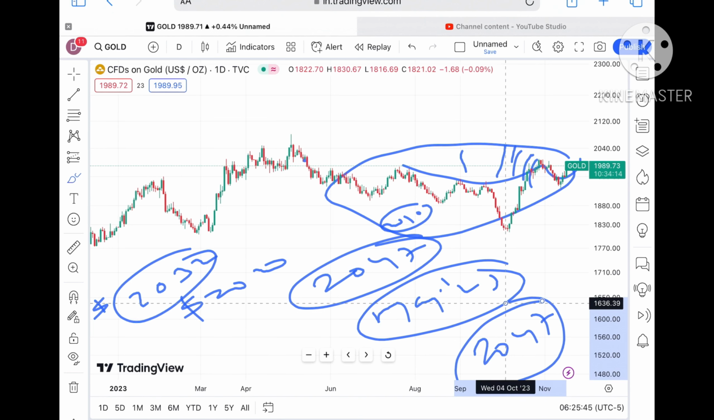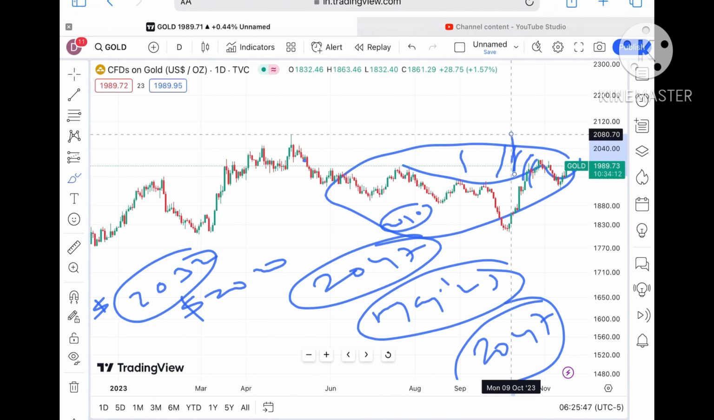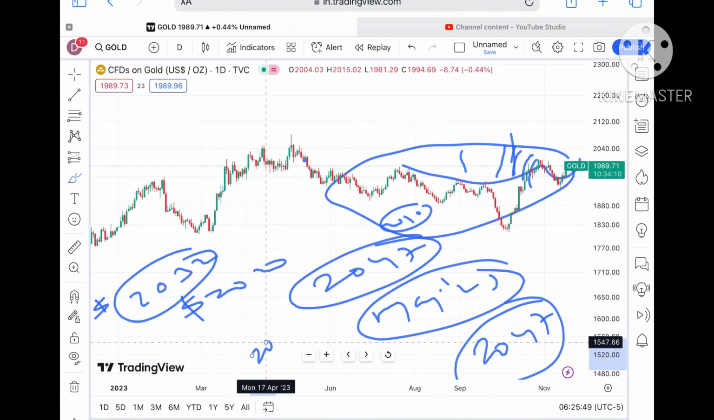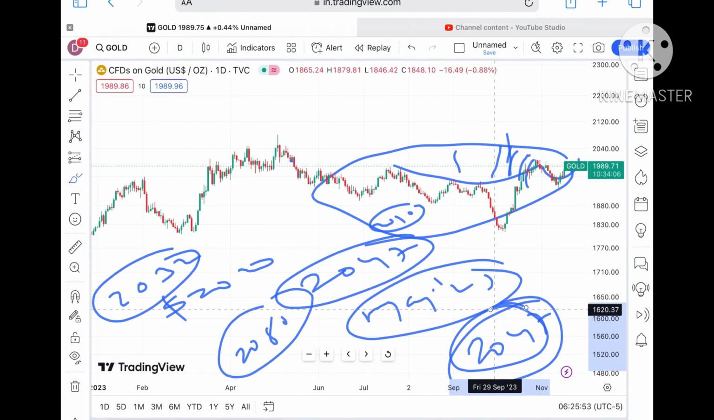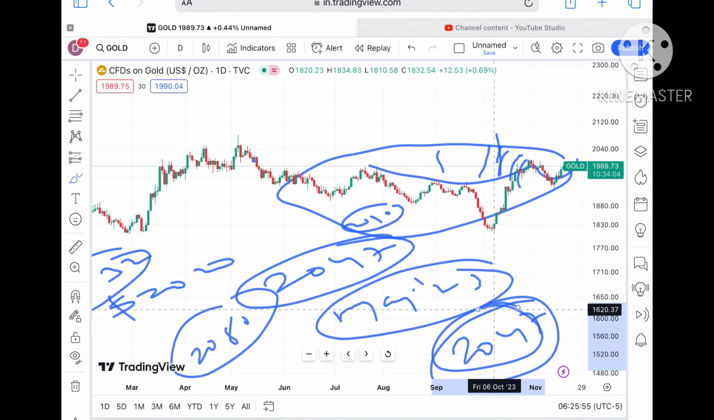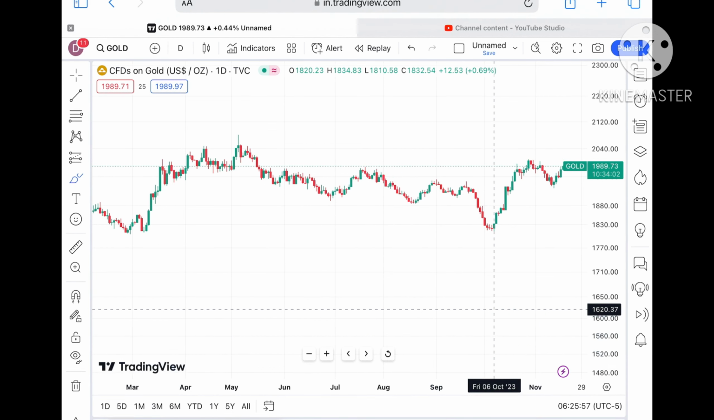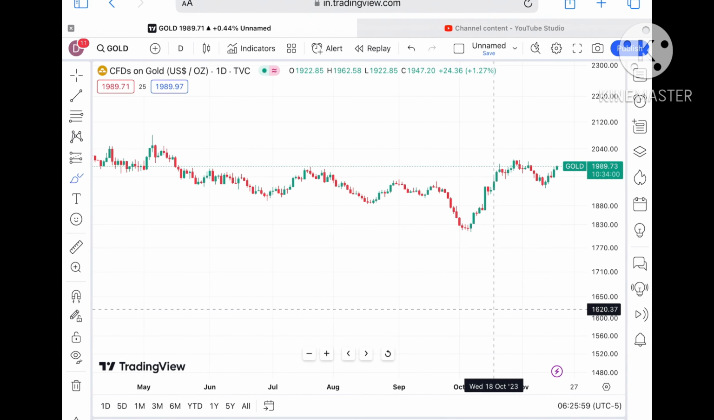Now look at this particular chart. As soon as it starts going above 2047, then a probability of touching a level of 2080 will be there after crossing a level of 2067. Okay, because this is the high, and a probability that as soon as it moves out of the zone, a probability of going further upside we can see.